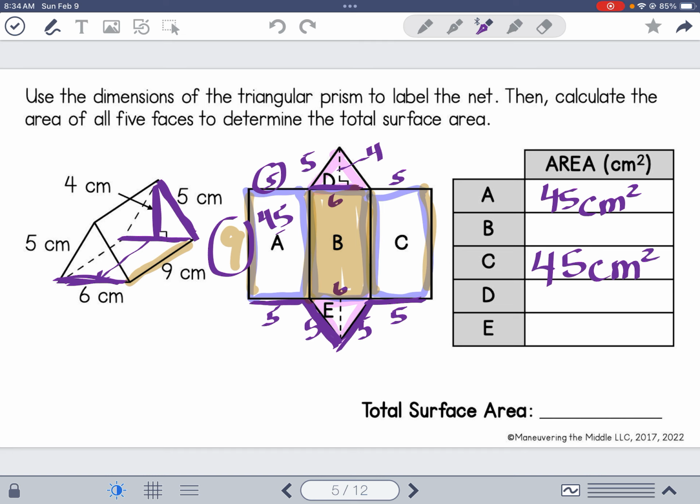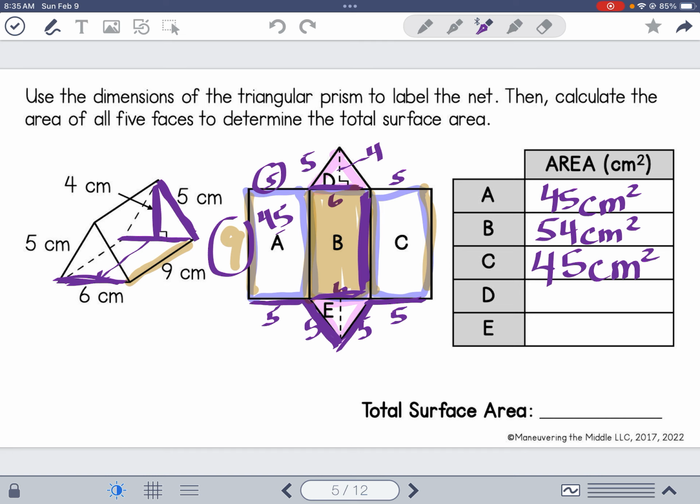Now when I look at B, B is a 6 by 9. Again, this is 7th grade, so we shouldn't be touching the calculator. So if you have your calculator on, go ahead and turn it off for a little bit. 6 times 9 is 54. So 54 centimeters squared.